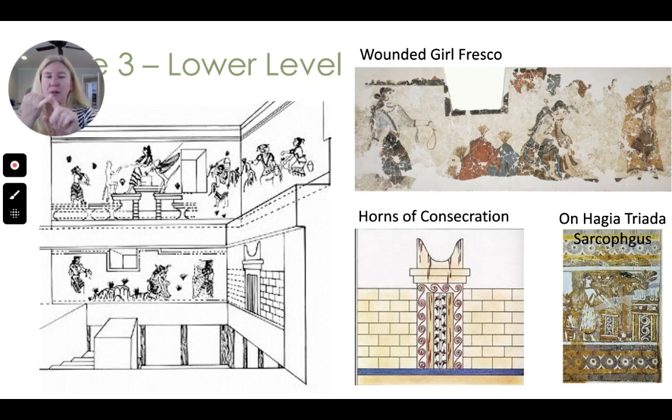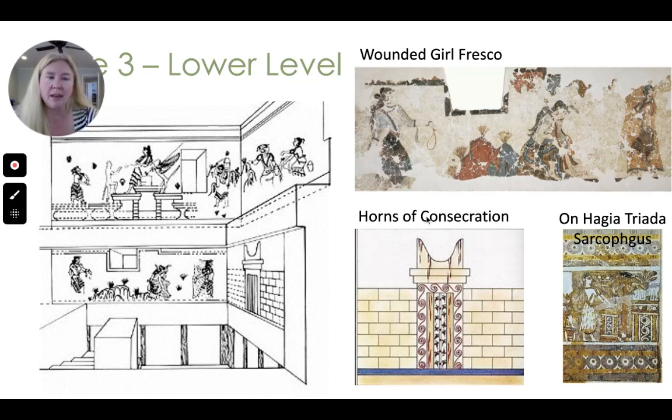The suggestions have been crocus stamens, which would fit with here. Other suggestions would be blood. Maybe this was a sacrifice. Maybe it has to do with the wounded girl. Nobody knows. People are evenly divided on what this red is.